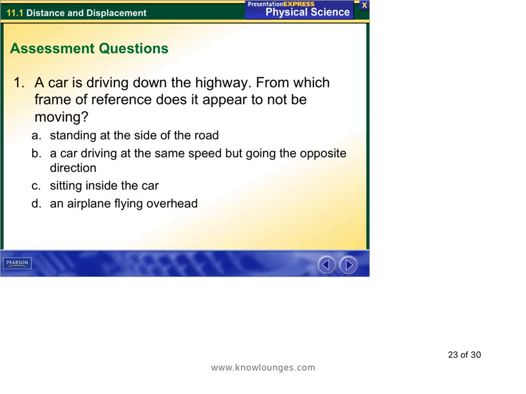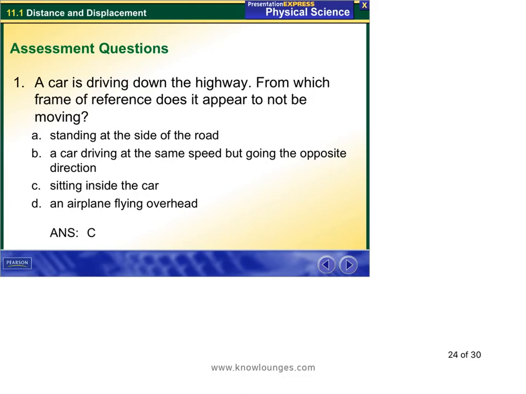So, question 1 here. We've got a car driving down the highway. In which frame of reference does it appear not to be moving? Standing on the side of the road, in a car driving the same speed but going in the opposite direction, sitting inside the car, or in an airplane flying overhead. The correct answer ends up being C, sitting in the car.